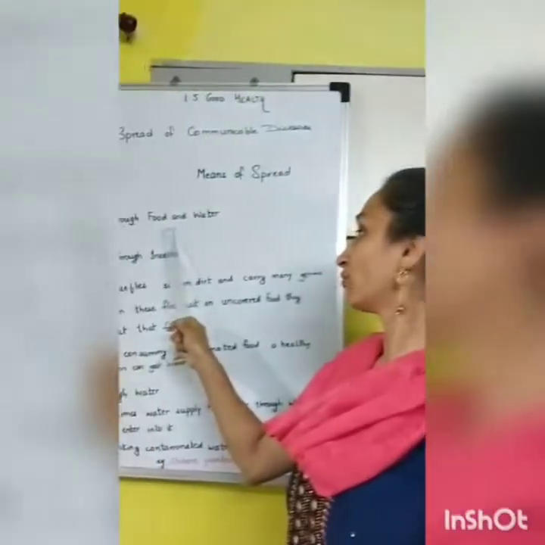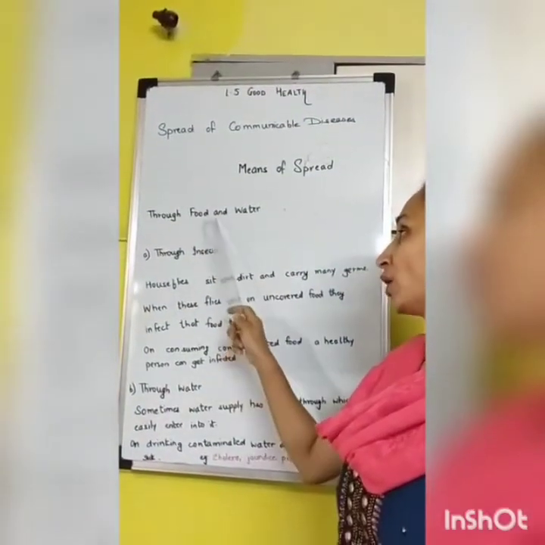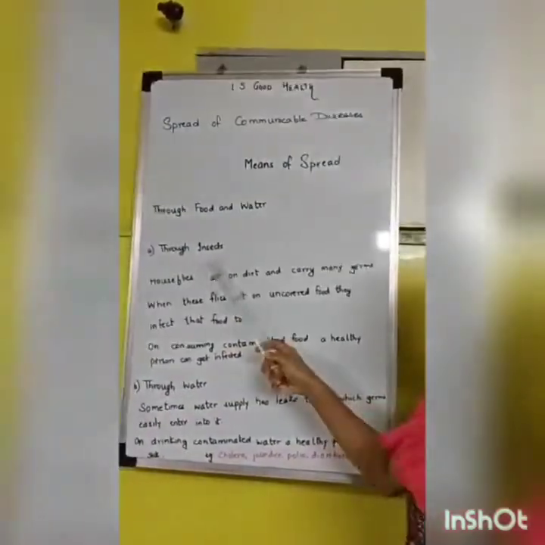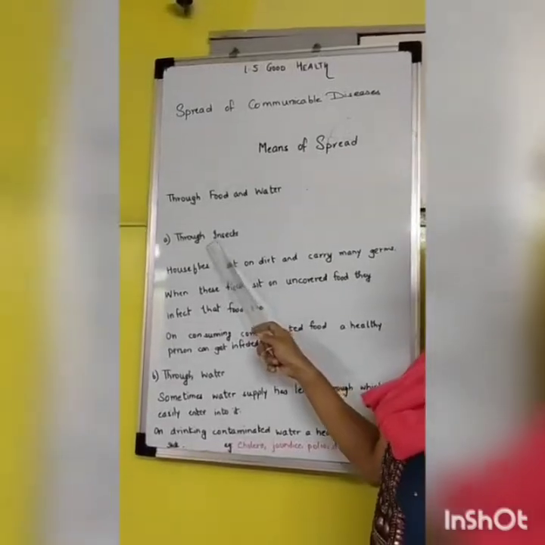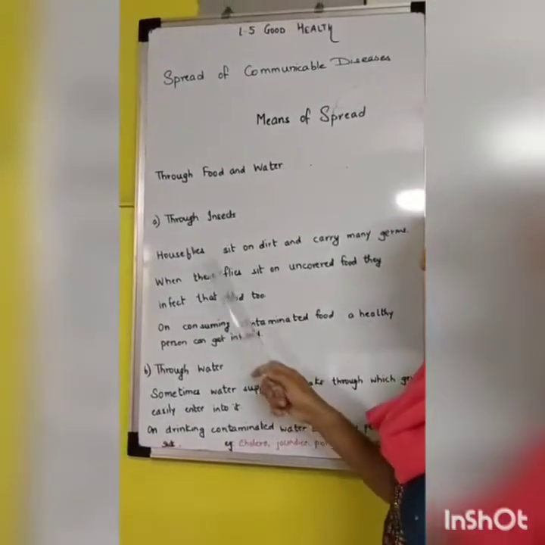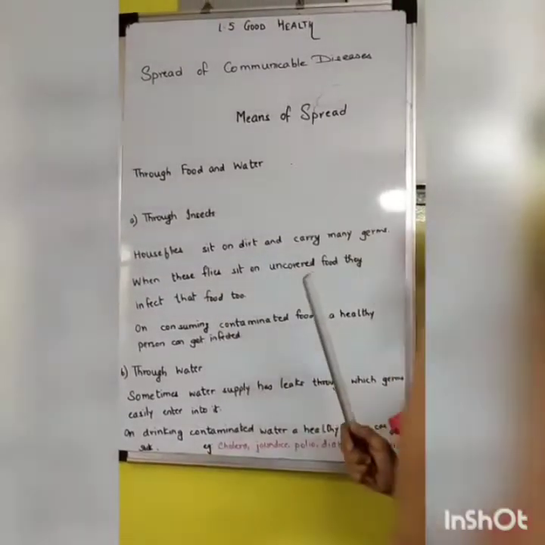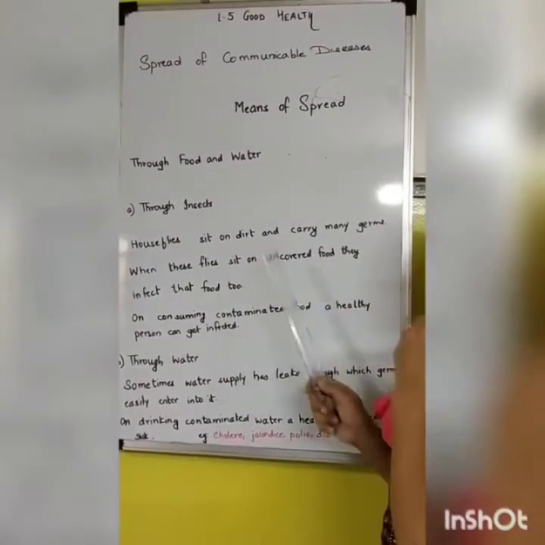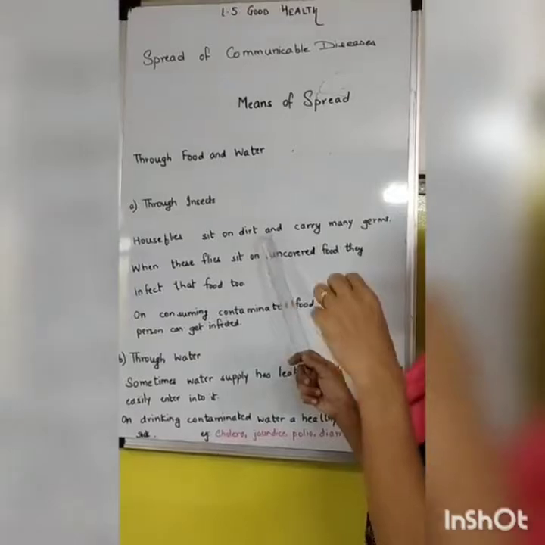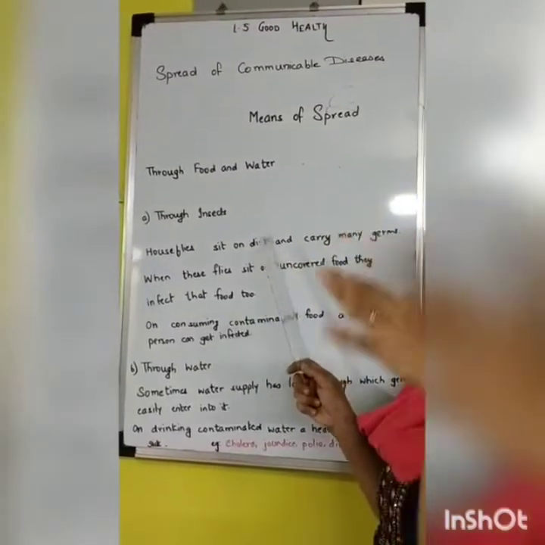Okay, now the next factor through which the communicable diseases can spread is food and water. So how does it spread through food and water? So the first which we have to say is through insects. Now we know, we have seen house flies, right? So these house flies, they roam around everywhere. They come and sit on, like they sit on dirt or they are sitting on many things, right?